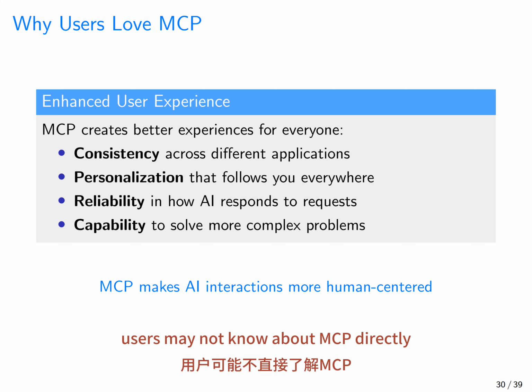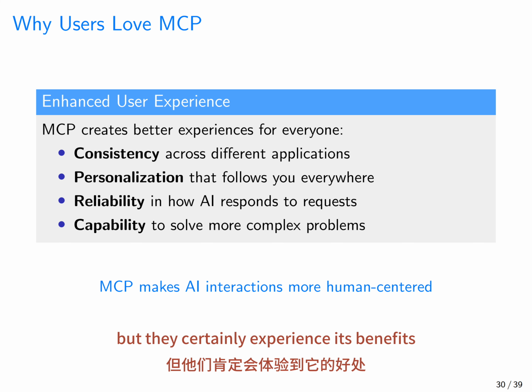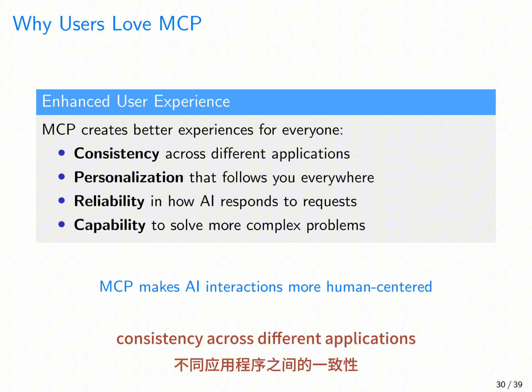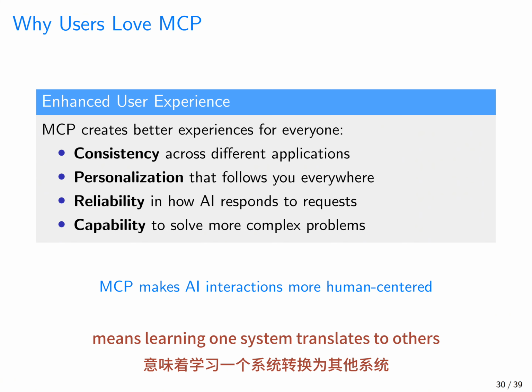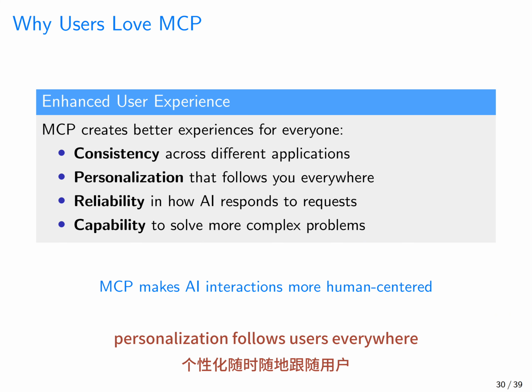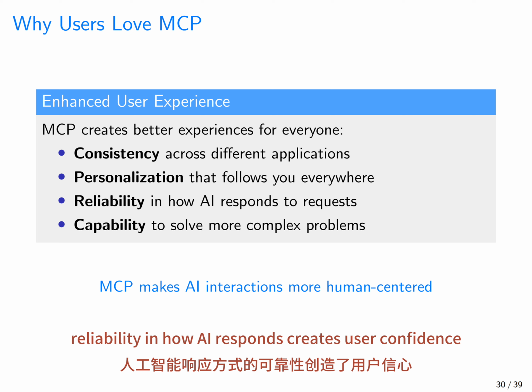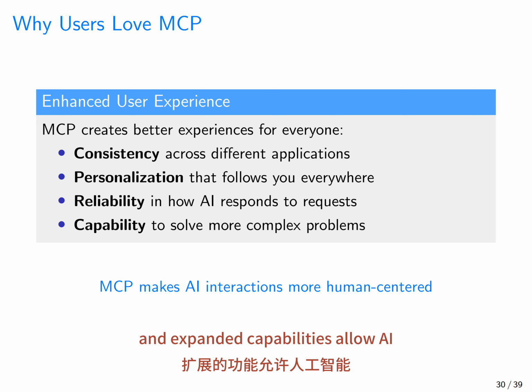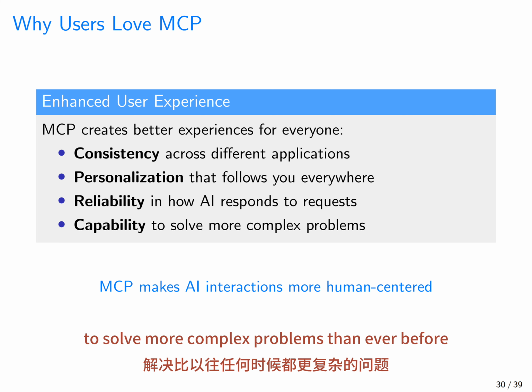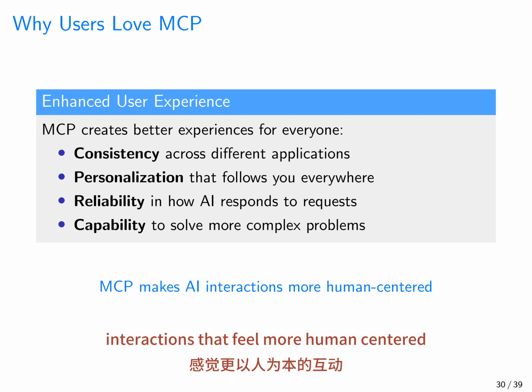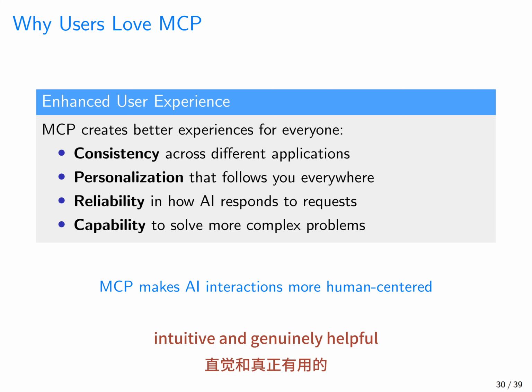Users may not know about MCP directly, but they certainly experience its benefits. Consistency across different applications means learning one system translates to others. Personalization follows users everywhere instead of being siloed in individual apps. Reliability in how AI responds creates user confidence, and expanded capabilities allow AI to solve more complex problems than ever before. The result is AI interactions that feel more human-centered, intuitive, and genuinely helpful.